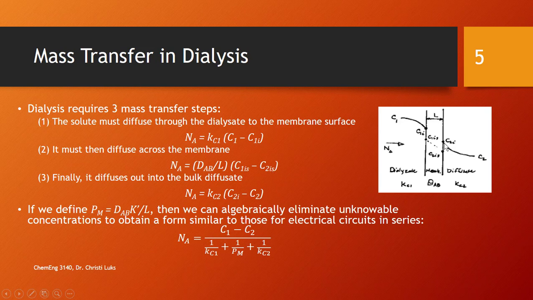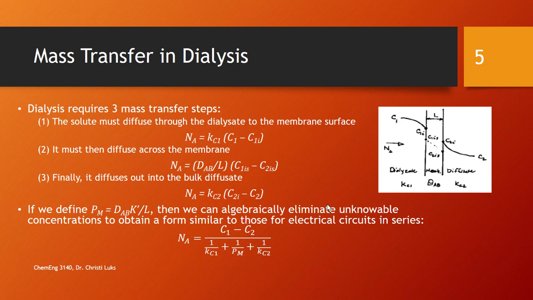And then finally it will go into the liquid phase and diffuse back out into the bulk diffusate system. And this again is N sub A equals Kc2 times the concentration difference between the wall concentration and what's happening in the bulk diffusate fluid.